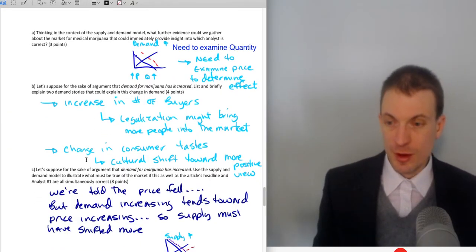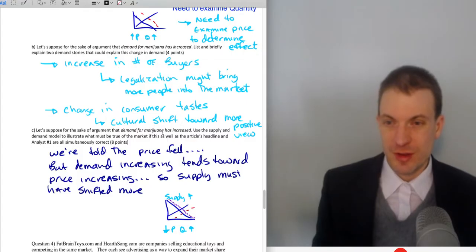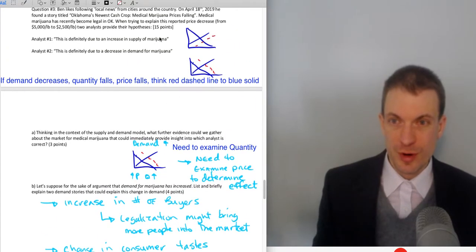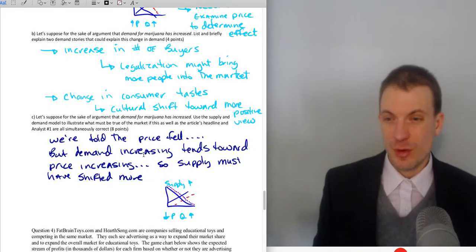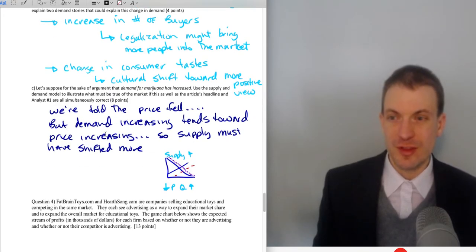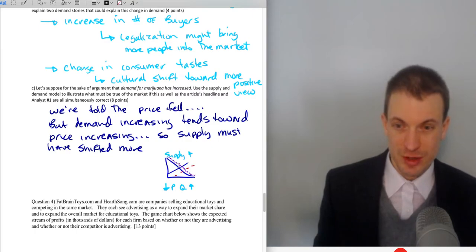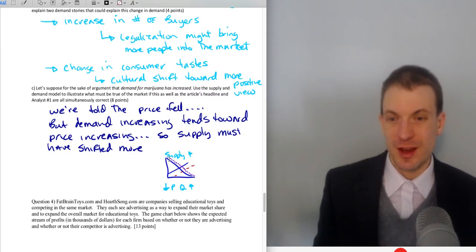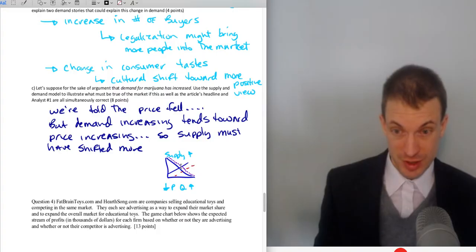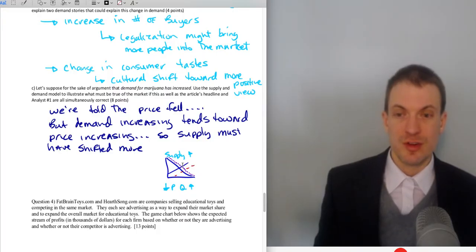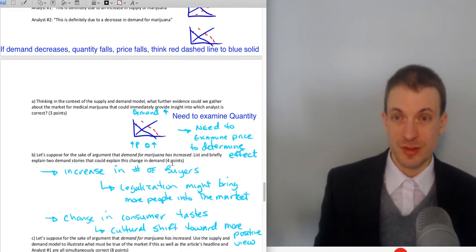That's what this was. Okay, so let's suppose, for the sake of argument, demand has increased, though we know price has fallen. So what must happen? Well, we're told the price fell, but demand increasing tends towards price increasing. So supply must have shifted more. So here I have a small increase in demand, but I must have had a much greater shift in supply so as to drive the price down, because the increase in demand tends towards raising the price from here to here. An increase in demand tends towards consumers competing with each other, competing the price up, but we were told the price had fallen.